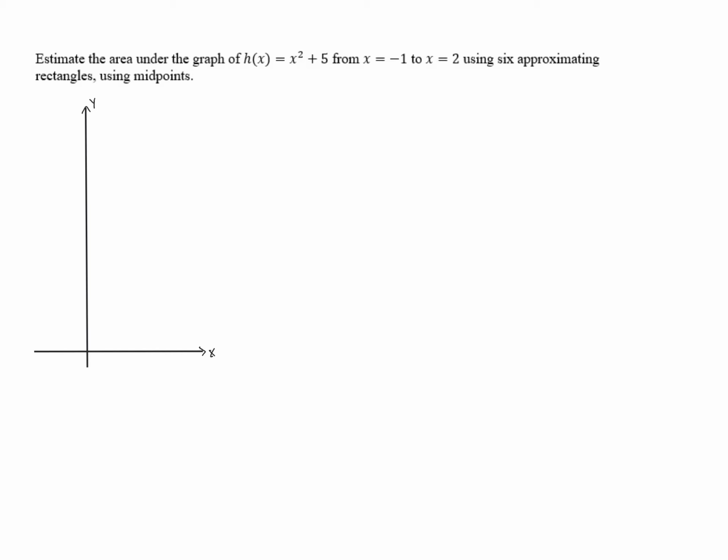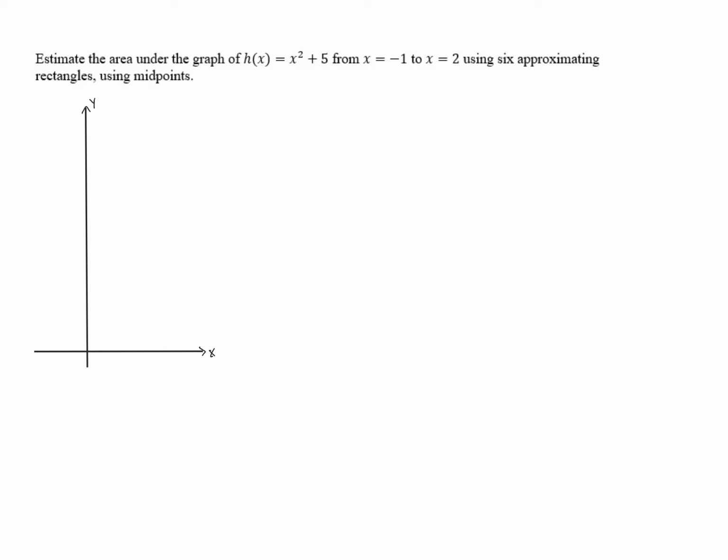Estimate the area under the graph of h of x equals x squared plus 5 from x equals -1 to x equals 2 using 6 approximating rectangles using midpoints. All right, so this one's a step up from the others because we've got 6 rectangles instead of 4, and we're also using midpoints. So we're looking at the graph of x squared plus 5.